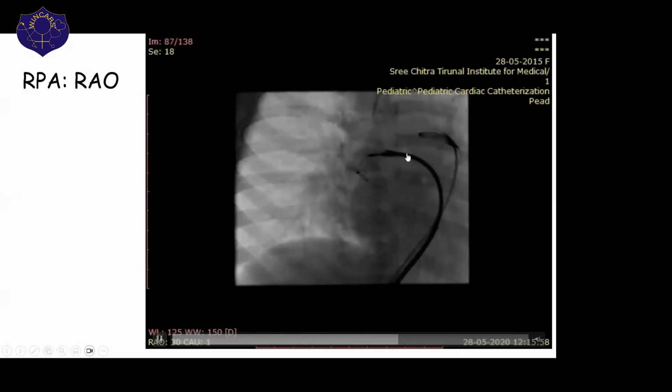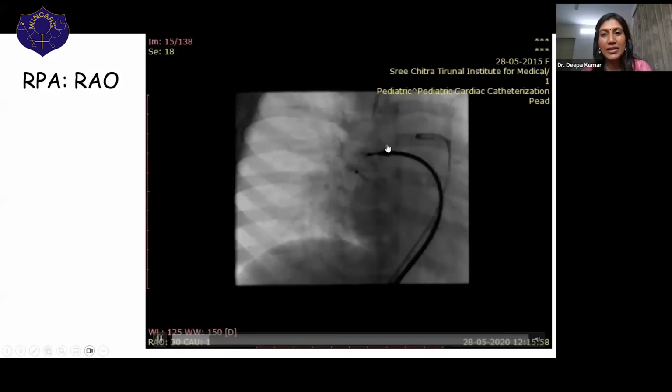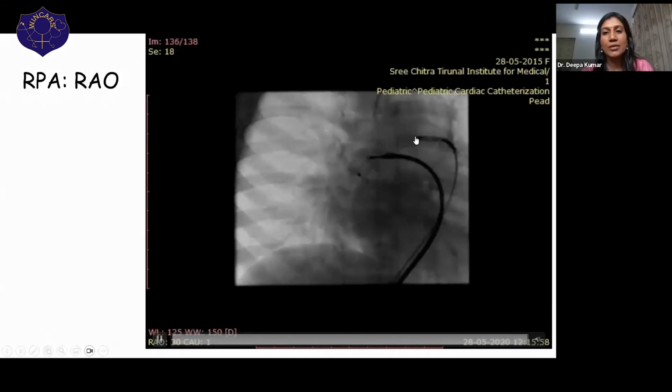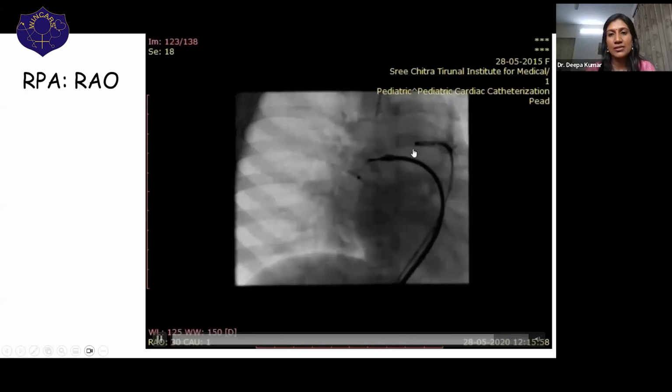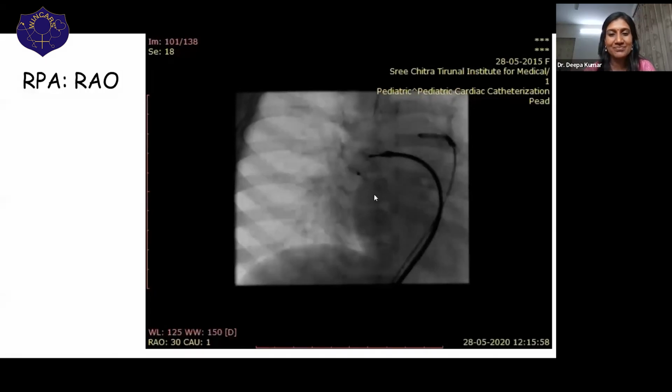AP window, usually we take an AP view, we don't take an RAO view. And AP window also, usually it is to the left. It is to the left of the spine. AP view, and the device will be to the left of the spine. So here it is coming from the right pulmonary artery, and of course the most obvious answer is RPA to LA fistula.